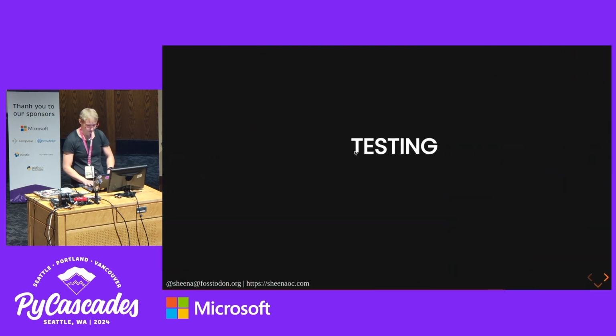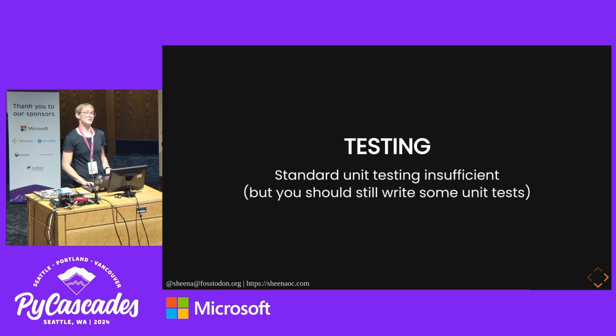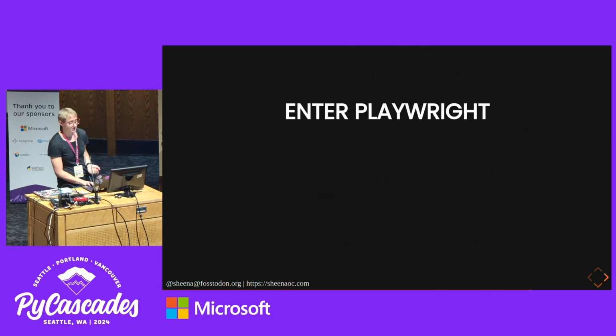All right, so testing is ridiculously important. I don't think I need to tell you that, but what I can tell you is that standard unit testing is insufficient in this case. We can't just get away with testing our Python code because a lot of our functionality is embedded in these little attributes in the HTML code. So we need to actually test the front end. We should still write unit tests, they're very important, but we need something more. And that is what Playwright is going to bring us.